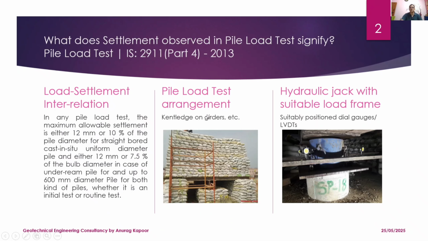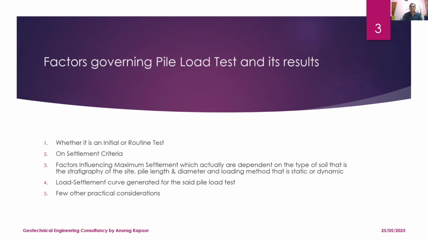Now, pile load test arrangement. The first image shows the pile load test arrangement wherein the bags were placed on the girders to arrive at the cartridge arrangement to be done for this very particular pile load test. And the second image shows the hydraulic jack with suitable load frames in which the dial gauges and LVDTs placed on the datum bars have been shown here for your reference, please.